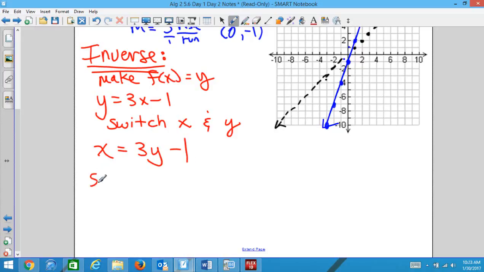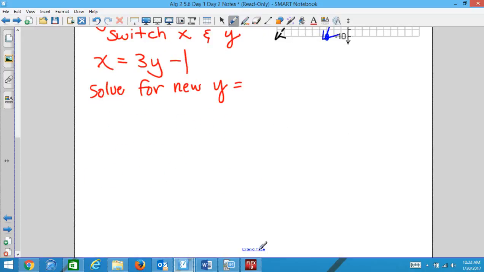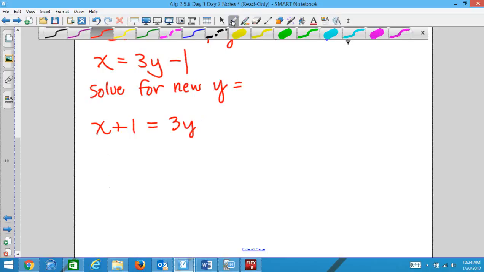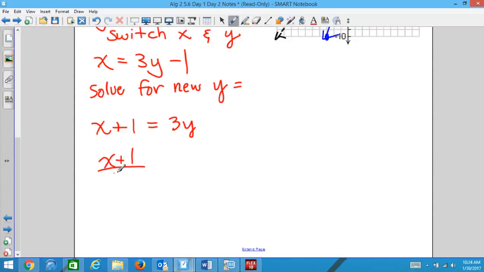Then I'm going to solve for the new y equals. I'm going to solve that new function for y. So what am I going to do first? Add 1 to both sides, we get x plus 1 equals 3y. Then I'm going to divide by 3. So I'll have x plus 1 over 3 is y.